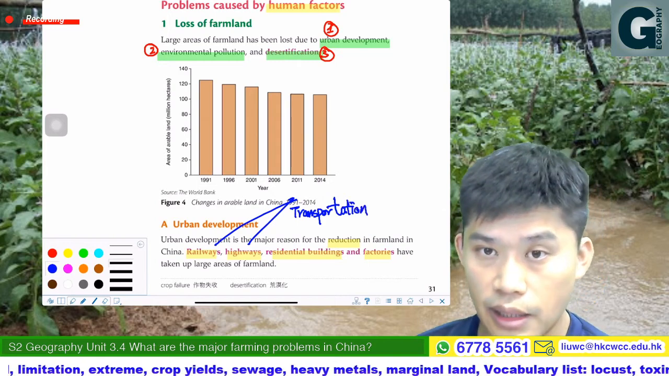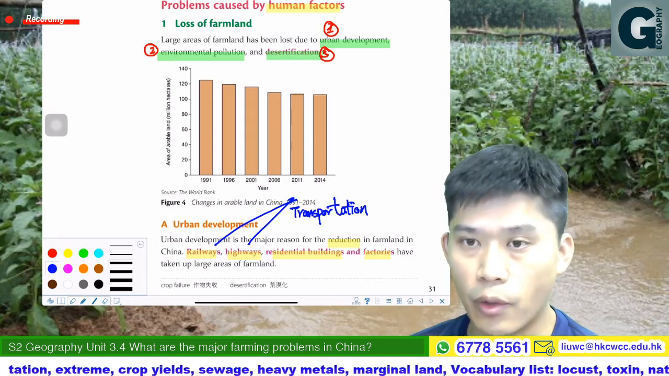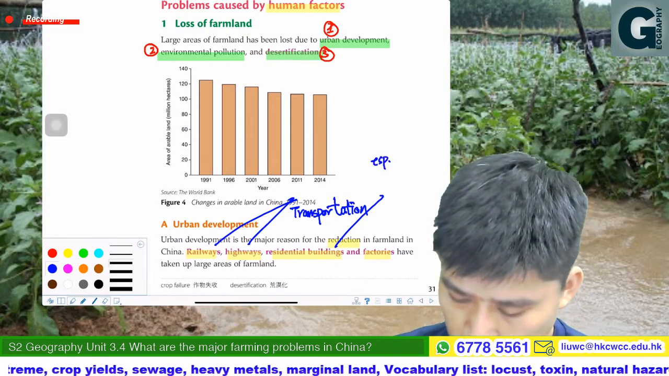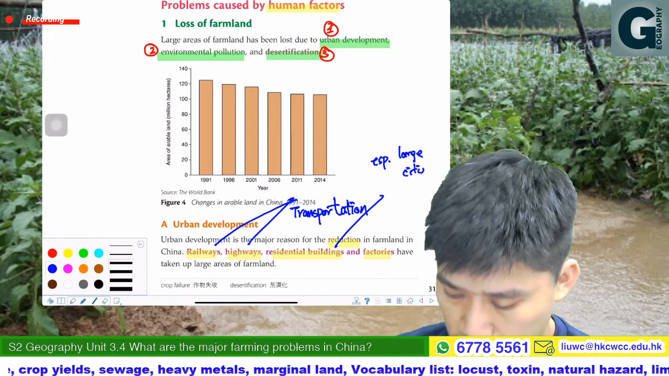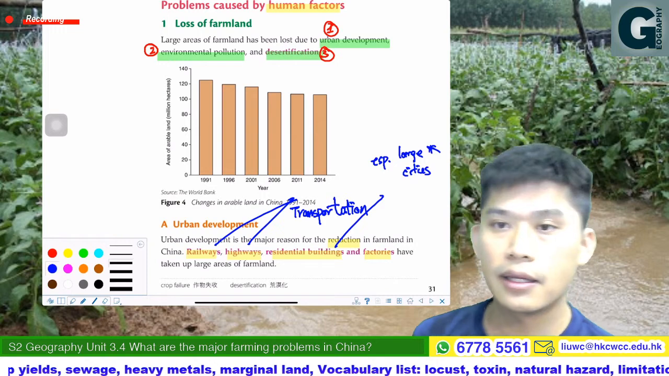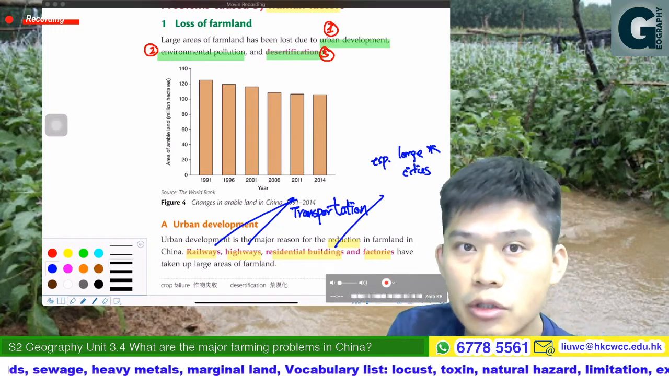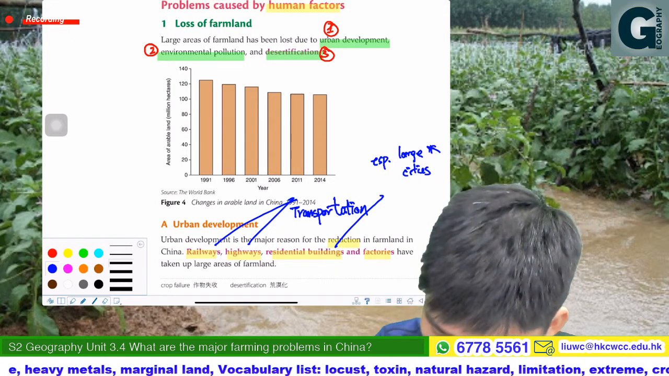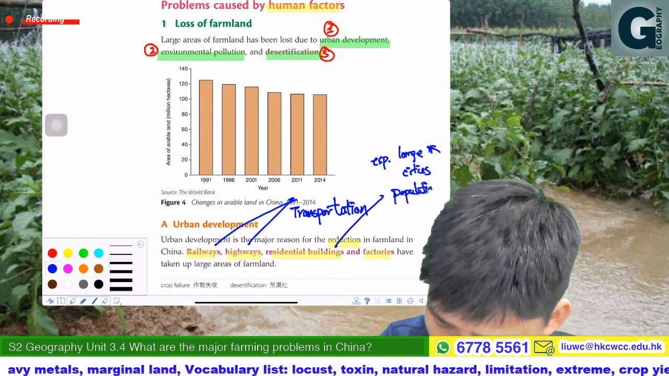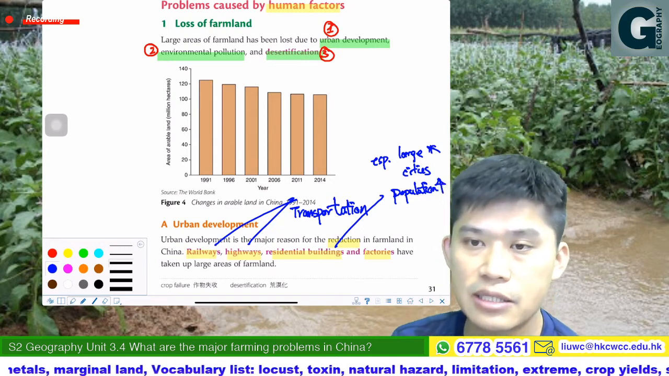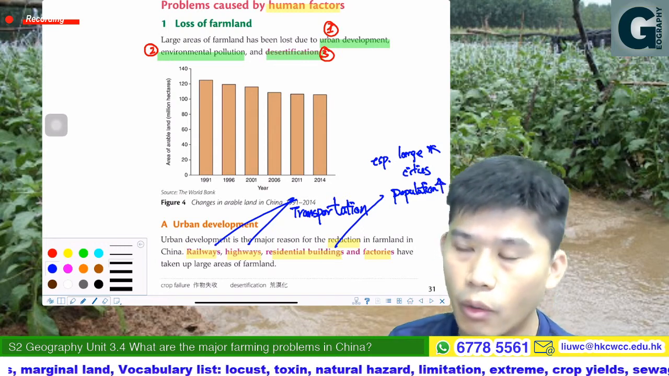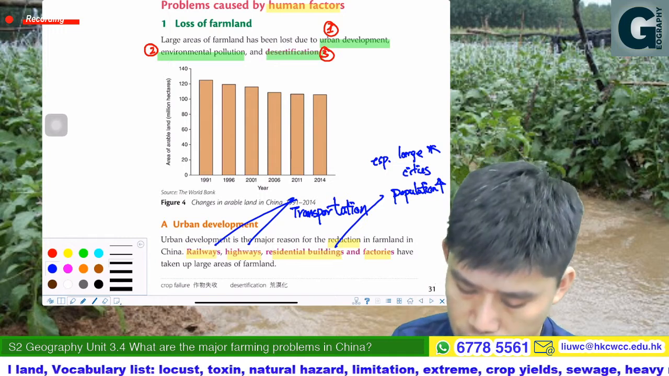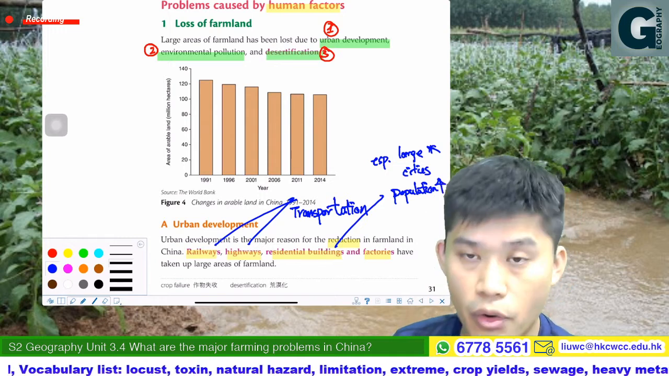And then residential buildings. That would be especially serious in some large cities. Why? It is because in the large cities, the population growth is very fast. Therefore, it is necessary for the government or for the society to provide more houses for the residents. They need to build more buildings, build more houses.